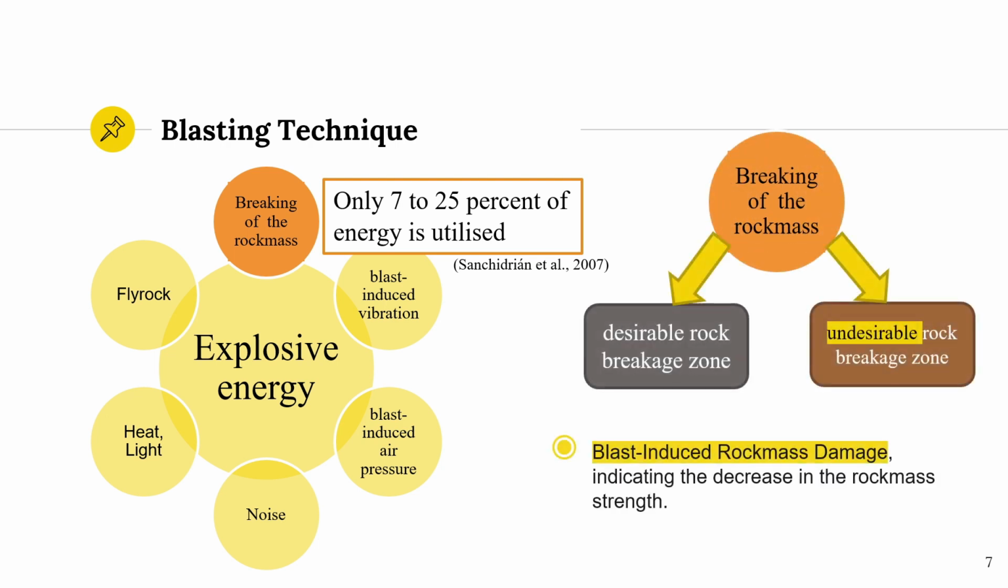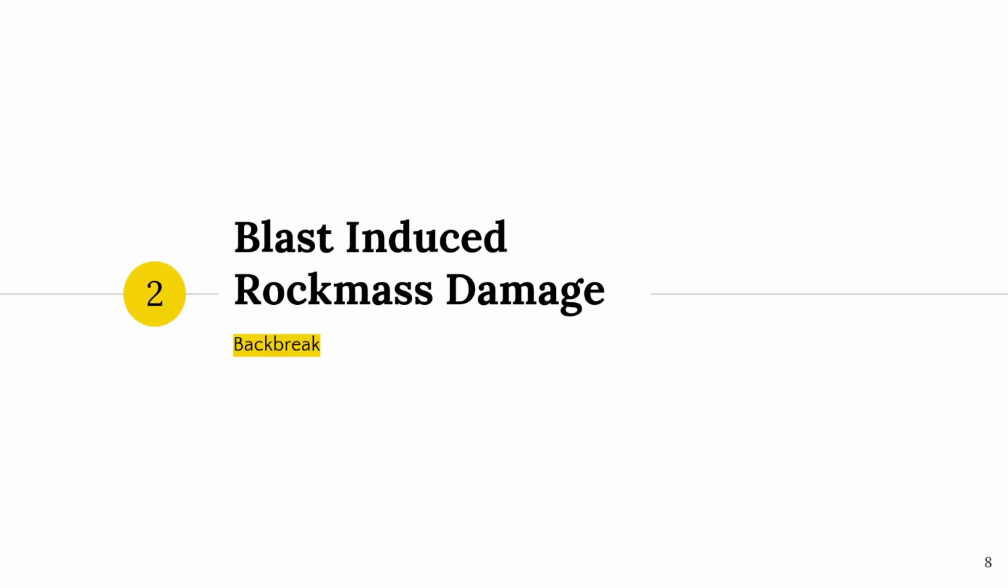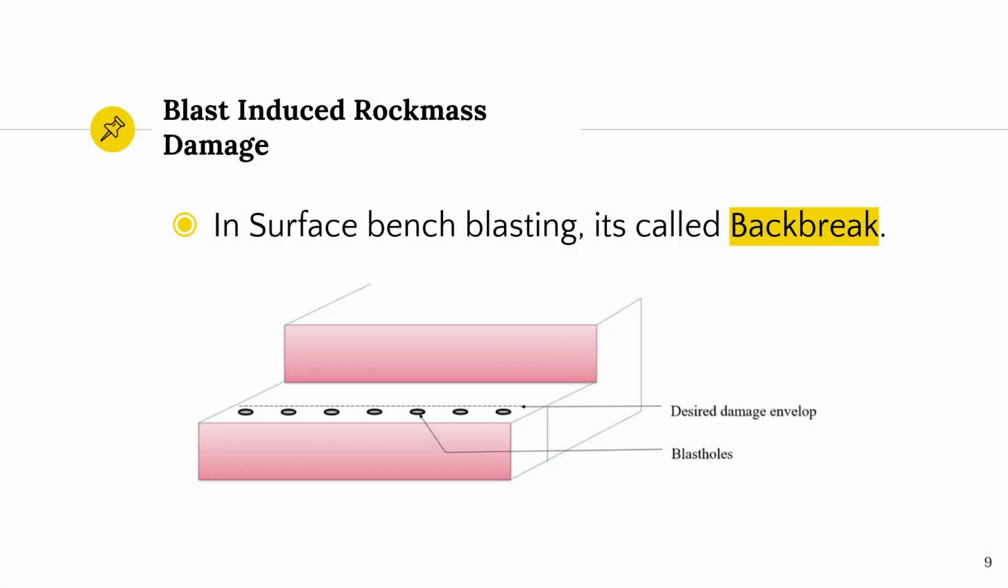Further, breaking of rock mass can be divided into two types. One is desirable rock breaking zone and the other one is undesirable rock breaking zone. Improper utilization of explosive energy leads to undesirable rock breaking zone. That means breaking of rock mass beyond the desired zone, and it is called the blast-induced rock mass damage. In surface blasting, blast-induced rock mass damage zone is called backbreak.